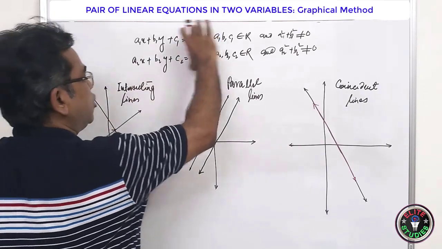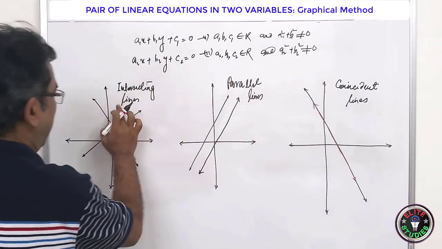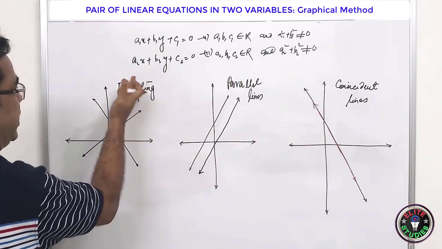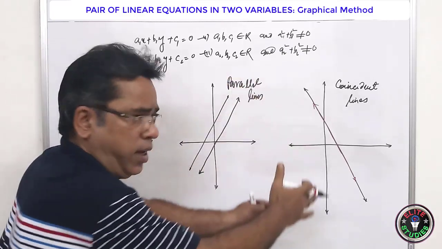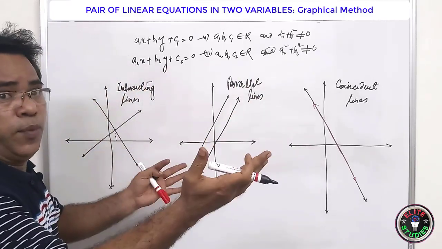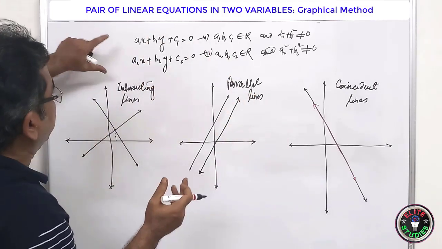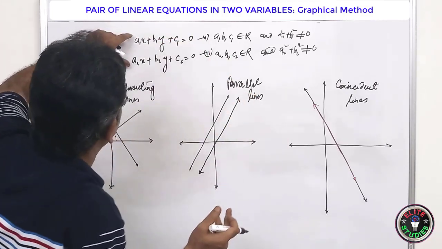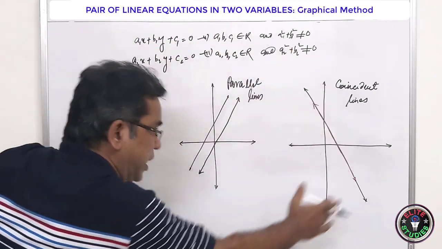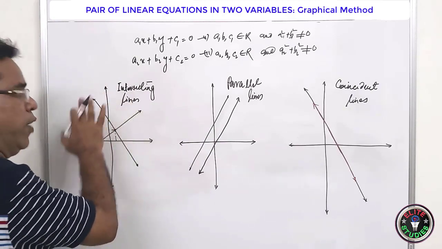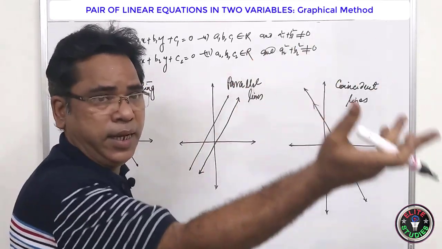When the two equations are given to you, there are three possibilities: intersecting, parallel, or coincident. How will you know whether it is intersecting, parallel, or coincident? One, either you draw it actually, but this is time consuming. There is one other way also that we will study in the next class, that is at a glance. By observing the values of a1, a2, b1, b2 and c1, c2 without doing the graph, we can predict whether the graphs will be intersecting, parallel, or coincident. That we will study in the next class.